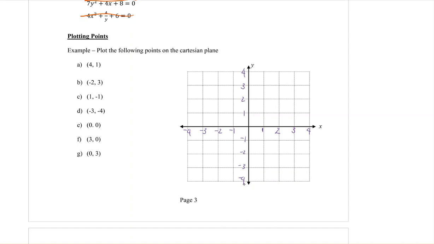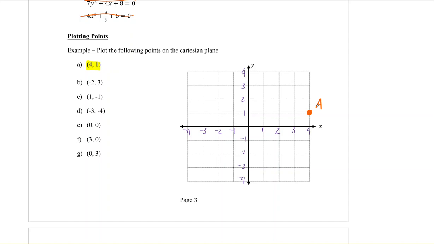To plot a point, this first one, (4, 1). The 4 is the x value. So you come to the x-axis and you find the 4, which is right on the end over here. And then you go up to 1, and it's right there, that orange dot that I'm drawing. So 4 for the x, and then you go up 1 for the y value. And that's my point A. So I'm going to put a capital A there, because that was my first one.